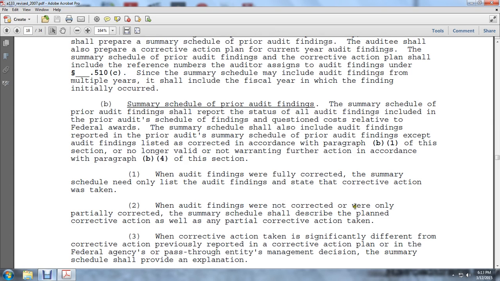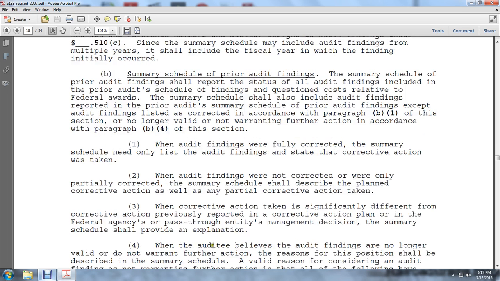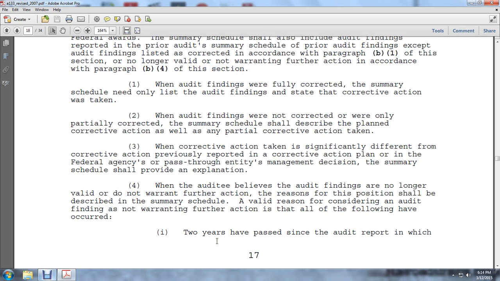When the audit findings were not corrected or were only partially corrected, the summary schedule shall describe the planned corrective action as well as the partial corrective action taken. When the corrective action taken is significantly different from the corrective action previously reported in the corrective action plan or in the federal agency or pass-through entity's management decision, the summary schedule shall provide an explanation. Four, when the auditee believes that the audit findings are no longer valid or do not warrant further action, the reason for this position shall be described in the summary schedule. A valid reason for considering an audit finding as not warranting further action is that all of the following have occurred.